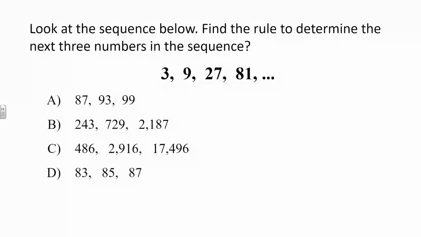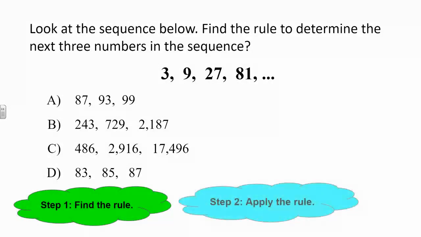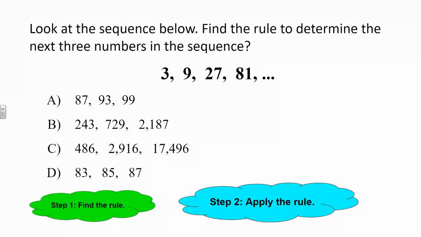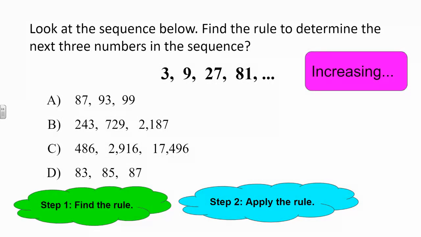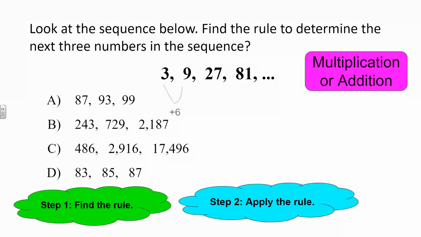It says, look at the number sequence below, find the rule to determine the next three numbers. Again, we're going to find the rule and then apply the rule. So first thing when we're finding the rule, it is also increasing. So it's either going to be multiplication or addition. So if I think, okay, let me try addition first. I know 3 plus 6 is 9, but I don't know that's the rule yet unless it keeps working 3 times. Is 9 plus 6 equal to 27? No, because 9 plus 6 is 15. So it's definitely not adding 6, which means it's going to have to be multiplication.